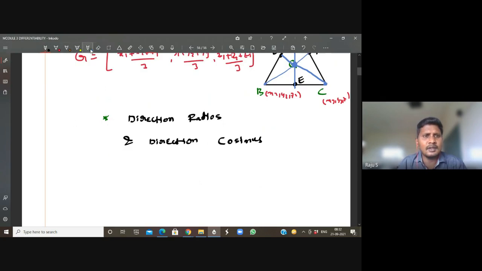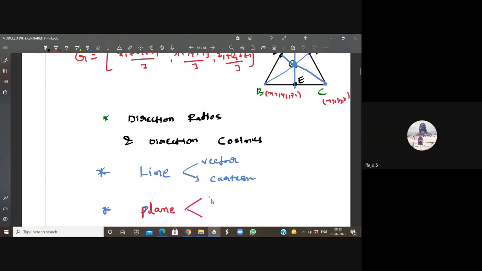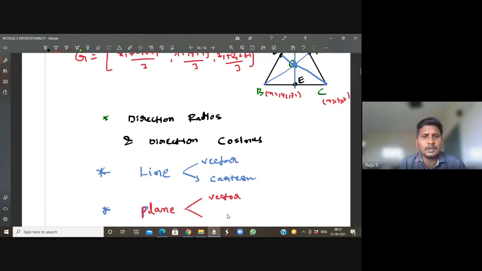And the second important concept we are going to discuss is the line: the equation of a line in vector form and in Cartesian form. And the third one is the plane. The third concept is the plane concept: the equation of a plane, again in vector form and in Cartesian form.